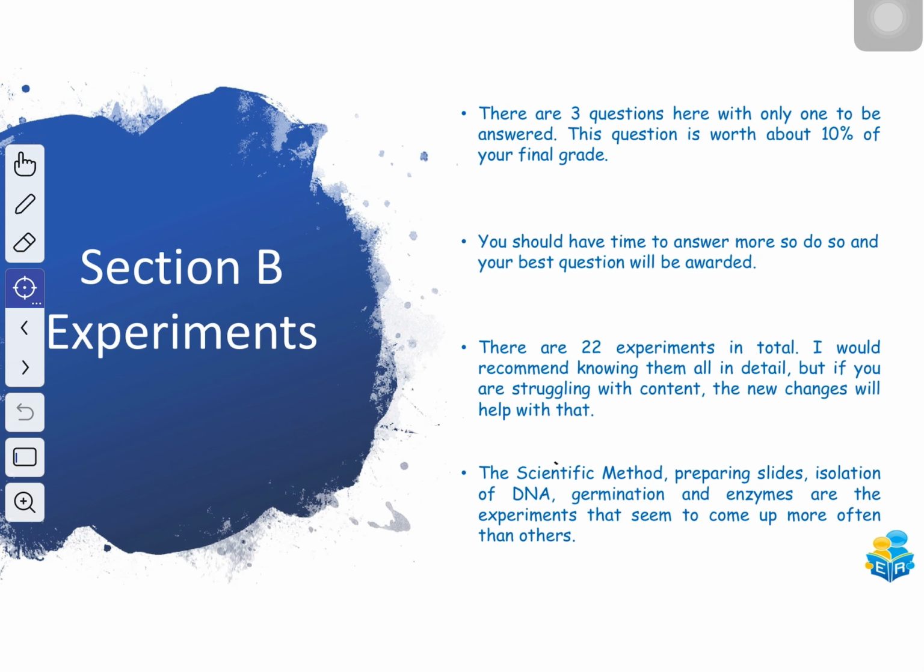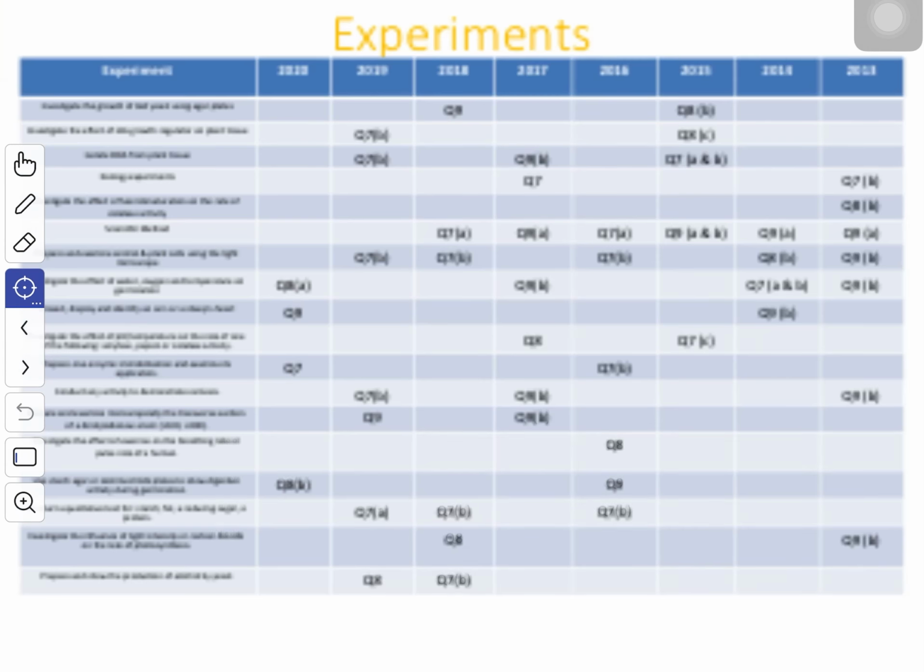I'd recommend knowing them all in detail, but if you are struggling with the content, the new changes are going to help you with that, and we'll talk through that in a second. So the scientific method, preparing the animal and plant cell slides, the isolation of DNA experiment, germination experiments, and the enzyme experiments are the ones that seem to come up more often than the others.